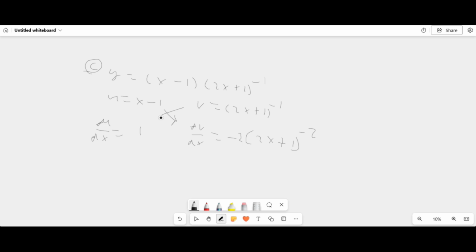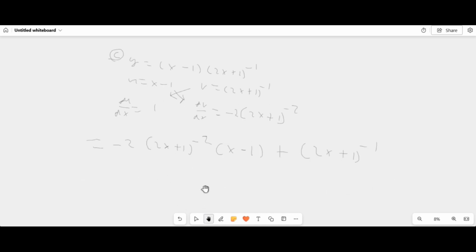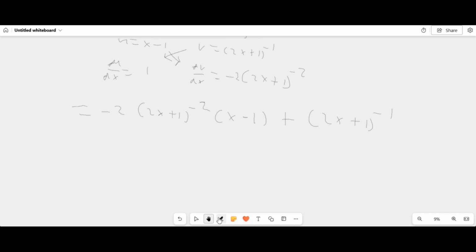Now you want to do that times that, yeah, that times that. So that times that is going to be minus 2, open bracket 2x plus 1 to the power of minus 2, open bracket x minus 1, and then plus 1 times that, which is just 2x plus 1, to the power of minus 1. Alright, cool.